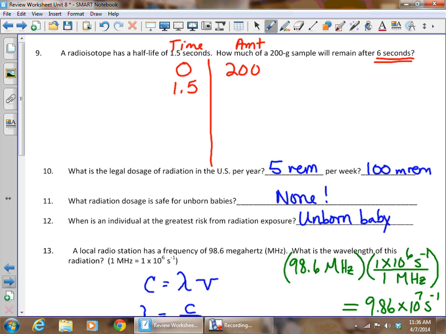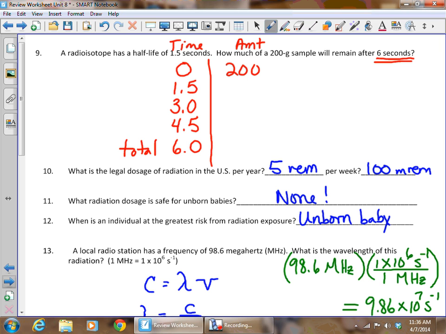So we've had 1.5 seconds. After another 1.5 seconds, we'll have 3 seconds will have passed. Another 1.5 seconds, 4.5 seconds will have passed. And finally, after another 1.5 seconds, we'll get to our total time of 6 seconds.